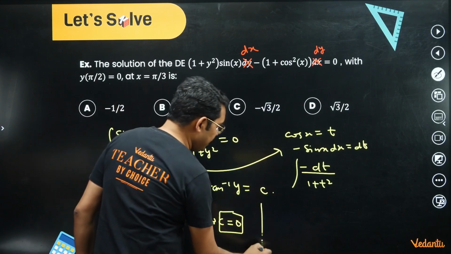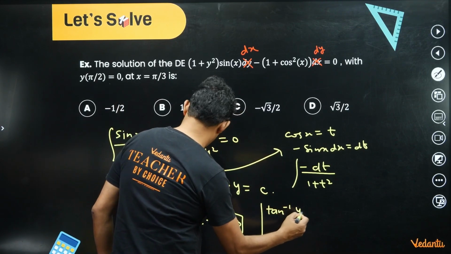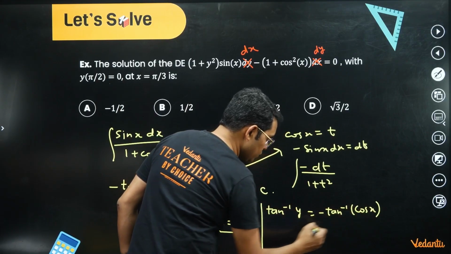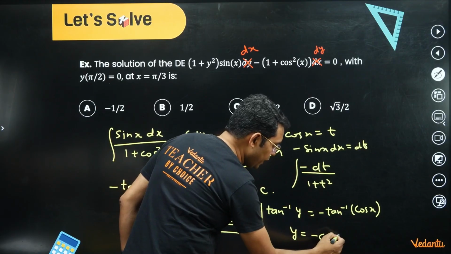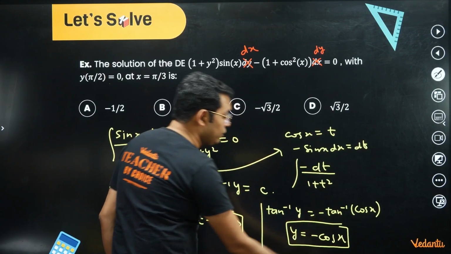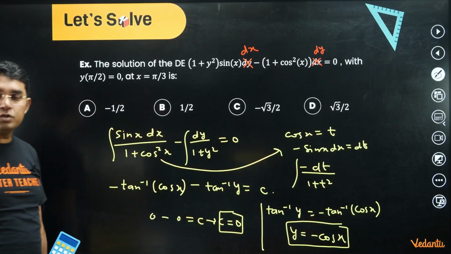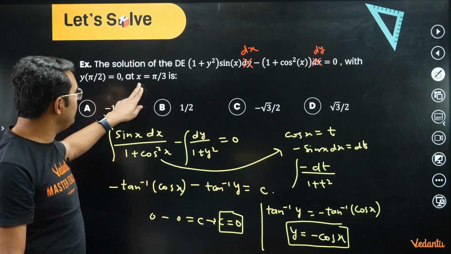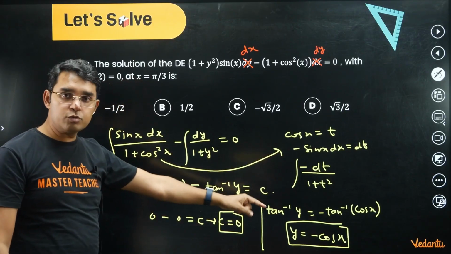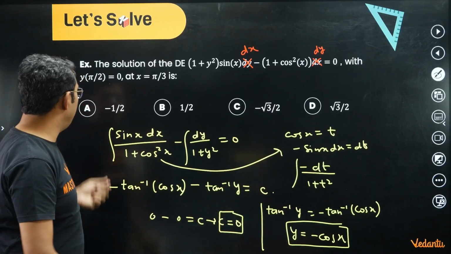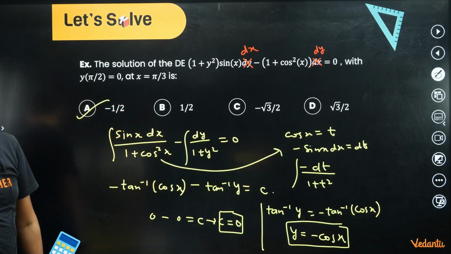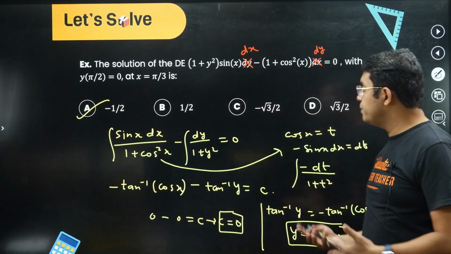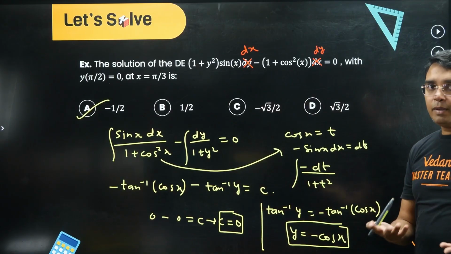We are getting this tan inverse y is equal to minus tan inverse cos x. So y will be equal to minus cos x. We can write that way also, because the tan inverse function is one-one. It is an inverse function, so it has to be one-one and onto. So y will be written as minus cos x. And they are asking the value of the function at pi by 3. So cos pi by 3 is half. So the function will have value equal to minus half. So this question will have answer A. I think a very simple question, just simple variable separation and no other method for this question.